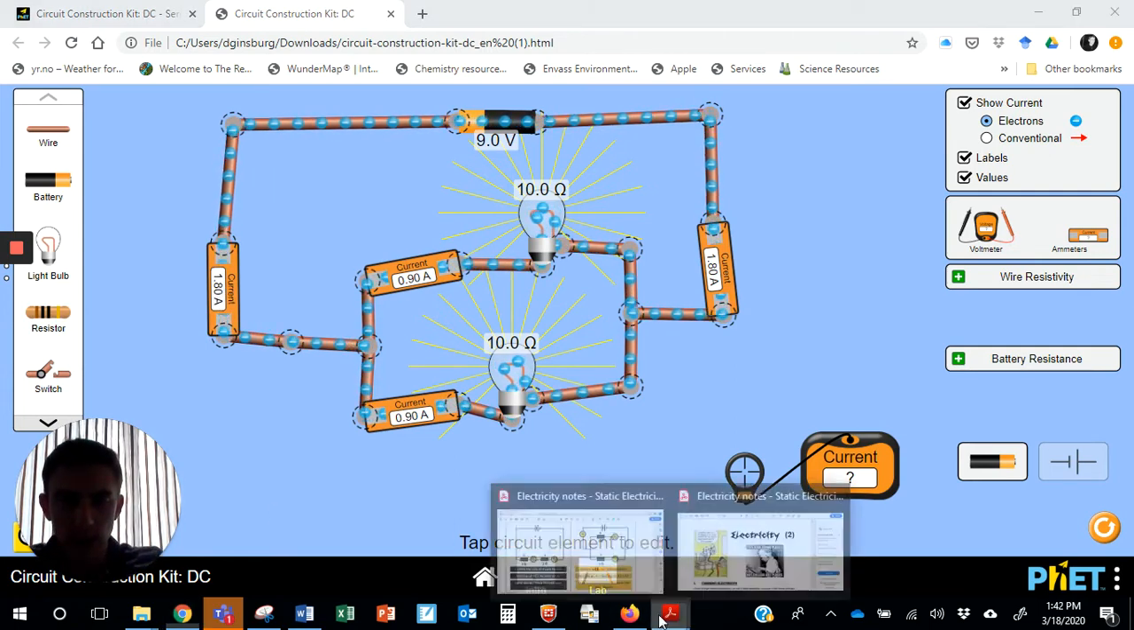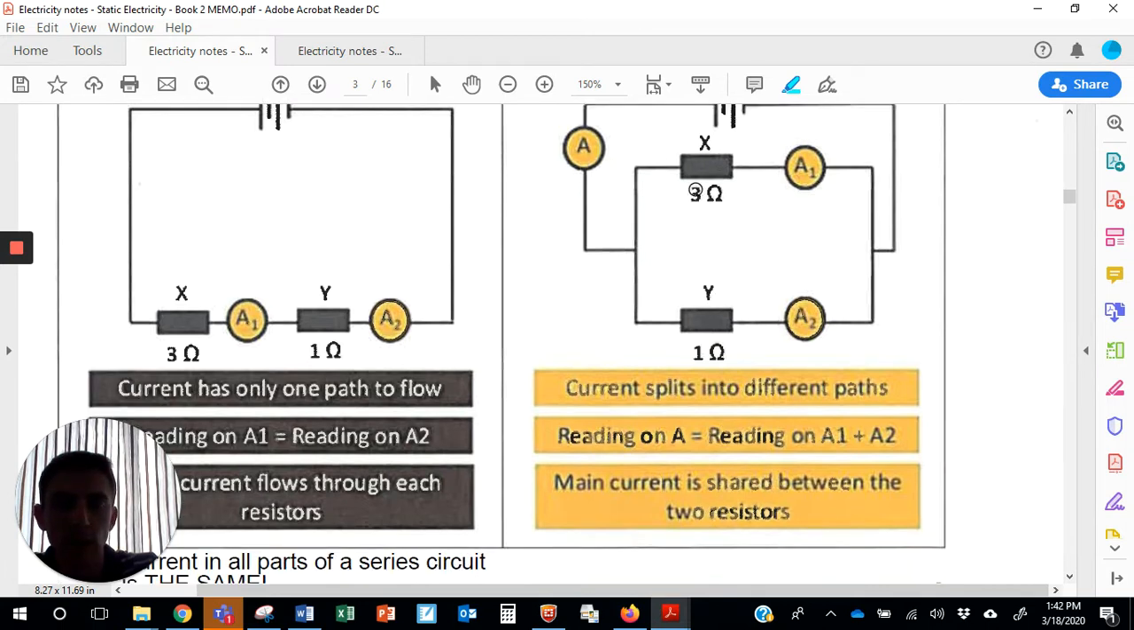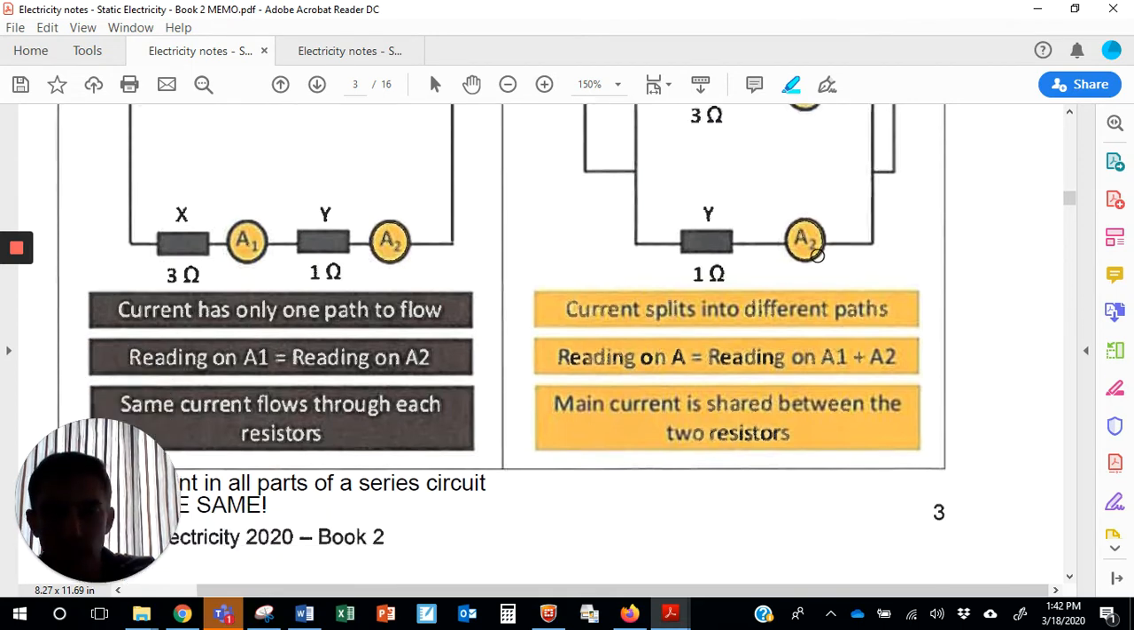So we can say that the main current is shared between the two resistors, resistor X and resistor Y. Notice how in your notes, resistor X is 3 ohms and resistor Y is 1 ohm. When that happens, when you've got different resistors connected in parallel, more current will go through the resistor with least resistance. That means that the current on ammeter A2 will be more than ammeter A1 because this resistor's only got a resistance of 1 ohm, whereas resistor X has got a resistance of 3 ohms. So it's harder for the current to get through that resistor because it's got a higher resistance.